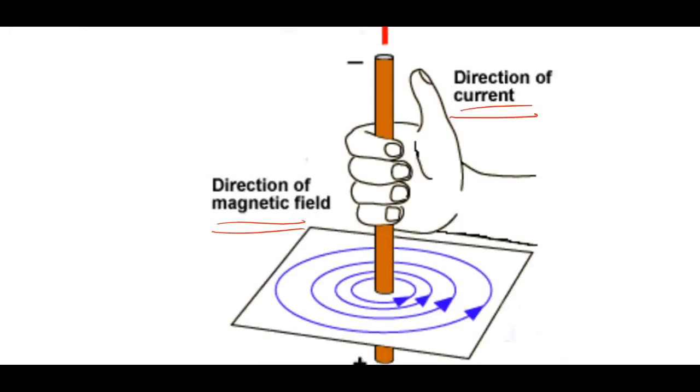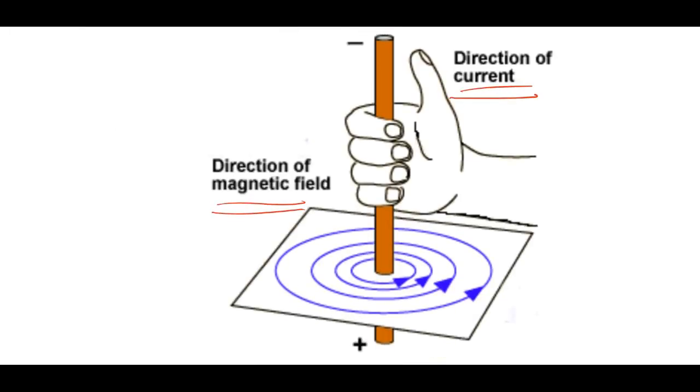And so let's go back to this. So this guy is grabbing the wire. His thumb points up. His fingers are wrapping around the wire in such a fashion like this. And so if I look, you see how there are field lines that are going in this type of direction.